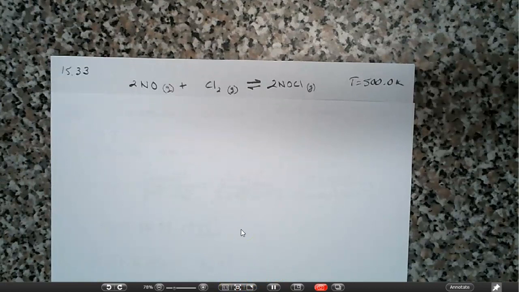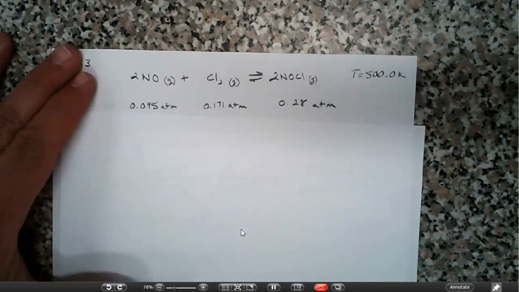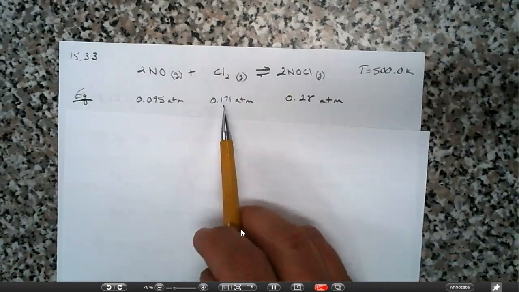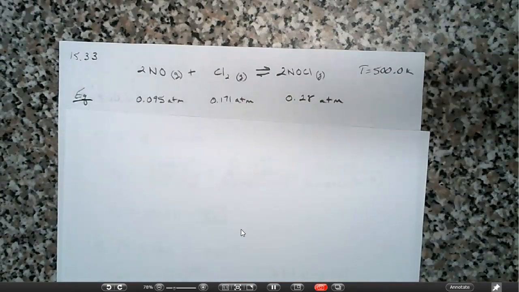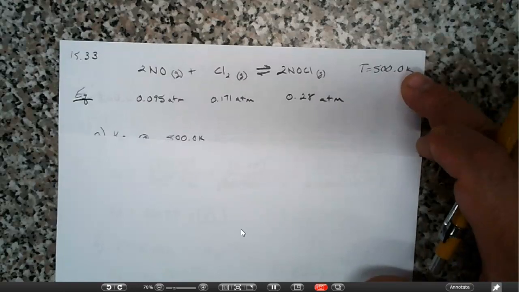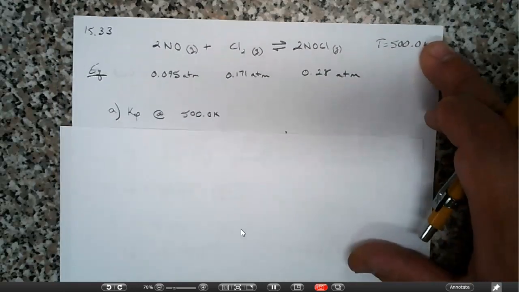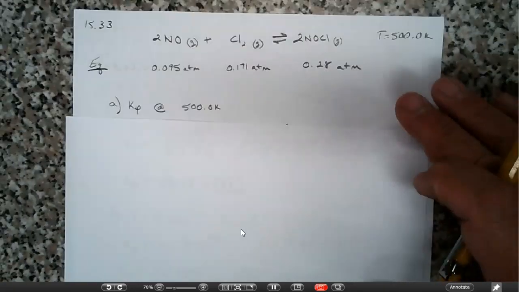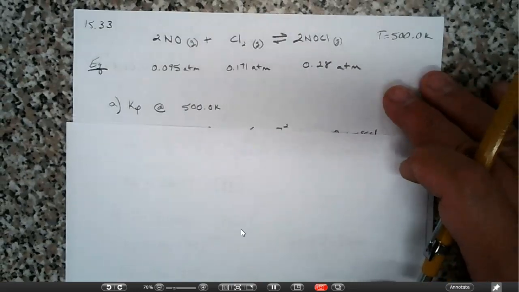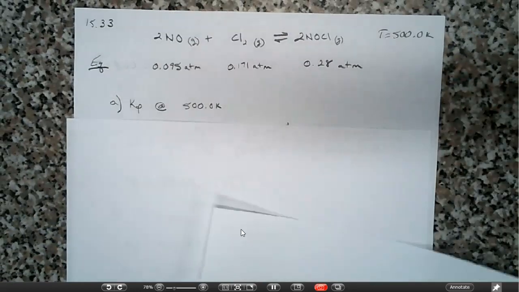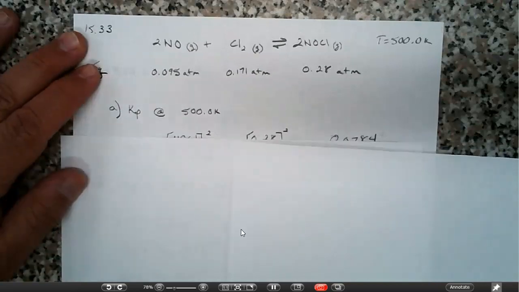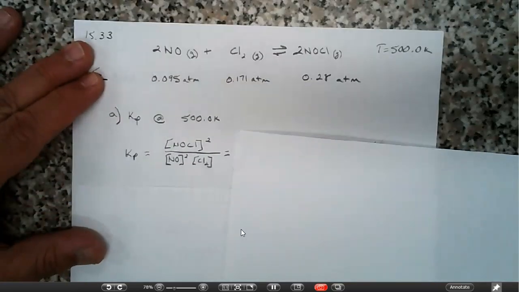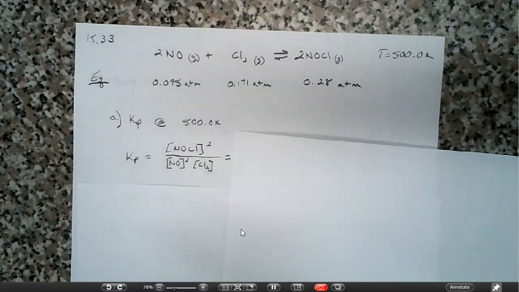So here I've written out the equation, and I've written down the partial pressures at equilibrium. Now I could treat it the exact same way I did the concentrations, and that's why I did that one first. So it says here Kp at 500 Kelvin, and that's what I'm solving for. Let me show you the expression here without getting you too cluttered up with all this other stuff. Here it is. So take a look.